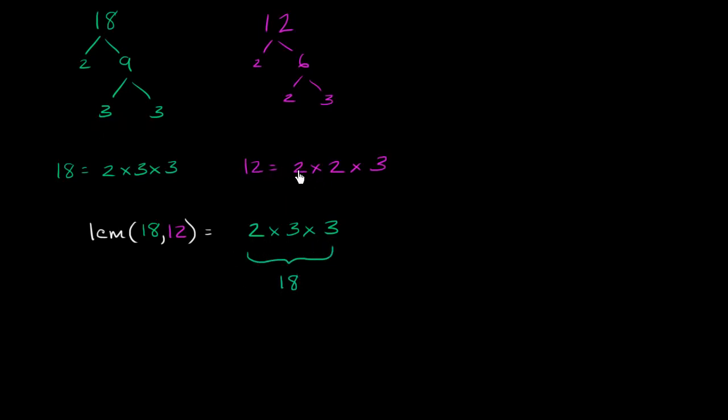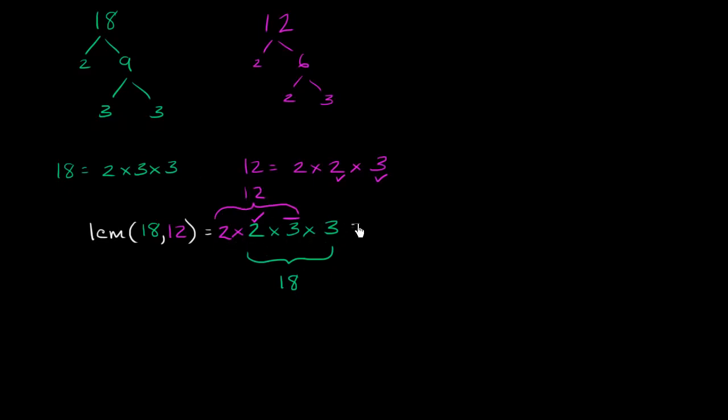And then for 12, we need two 2's and a 3. Well, we already have one 3, so our 3 is taken care of. We have one 2, so this 2 is taken care of. But we don't have two 2's, so we need another 2 here. Notice, now this number has a 2 times 2 times 3 in it, or a 12, and it has a 2 times 3 times 3, or an 18 in it. So this right over here is the least common multiple of 18 and 12.